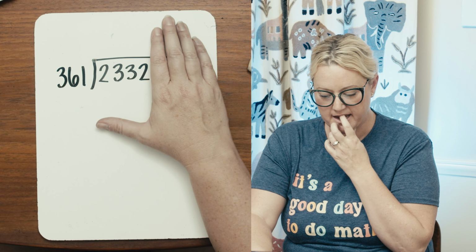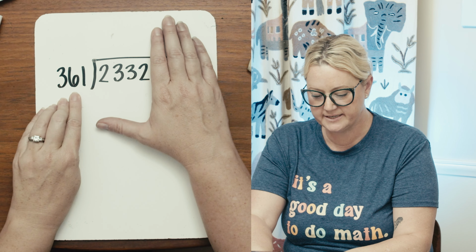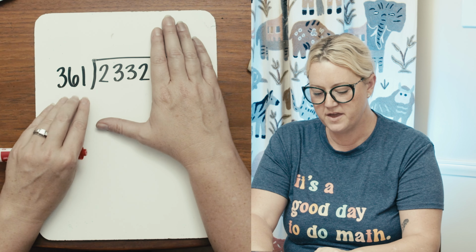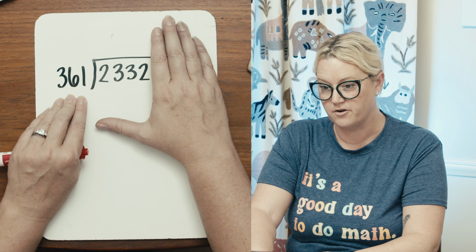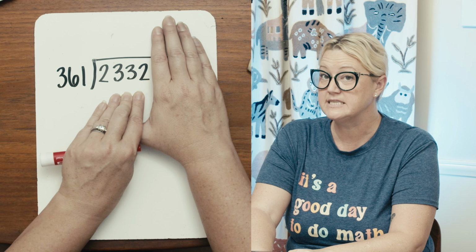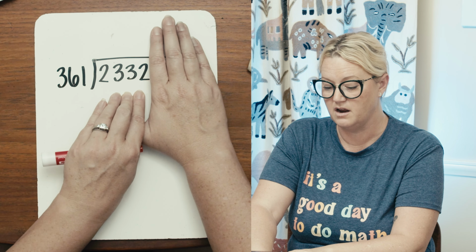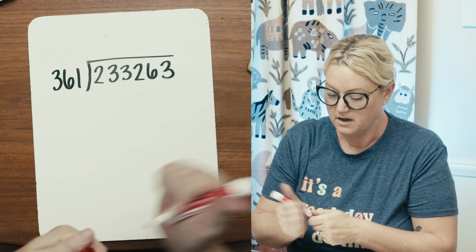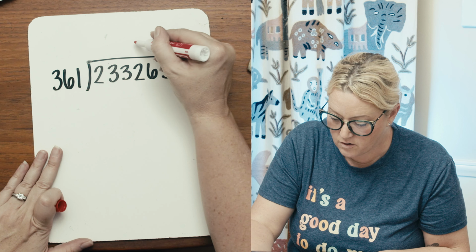So I've got 361 and I've got 2332. This is a little less than 400, and this is a little less than 2400. Now 400 times 6 would give me 2400. That seems like an okay place to start. I'm going to try 6. So I'm going to put the 6 over here.